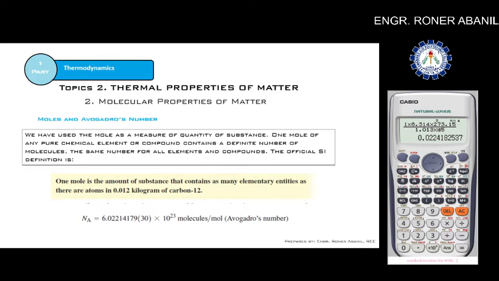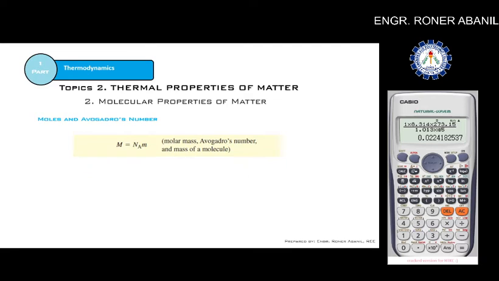In our discussion, the elementary entities are molecules. Atoms of a given element may occur in any of several isotopes, which are chemically identical but have different atomic masses. Carbon 12 is a specific isotope of carbon. The number of molecules in a mole is called Avogadro's number, denoted by NA. Makikita nyo rin yan sa calculator nyo. The current best numerical value of NA is 6.022 14179 times 10 raised to 23rd power molecules per mole. Okay?